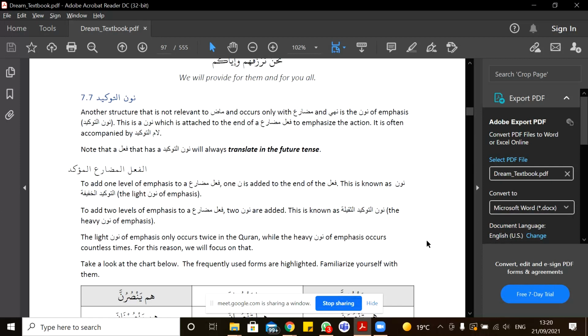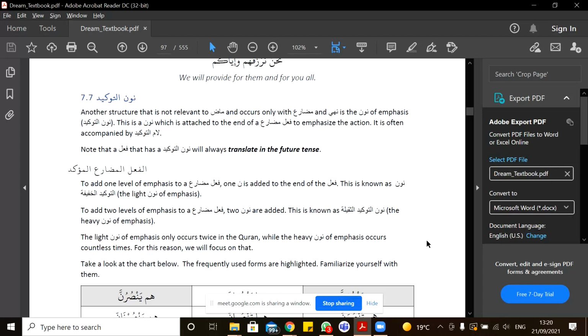Okay, please stop here. So this is why we're studying it after fi'l mudare, because this noon tawkid does not happen with all types of af'al, but only with the fi'l mudare and fi'l nahi, right? So when you have fi'l mudare and fi'l nahi, you may have an extra noon at the end, and that noon is for emphasis.